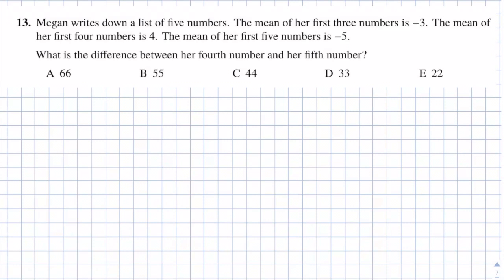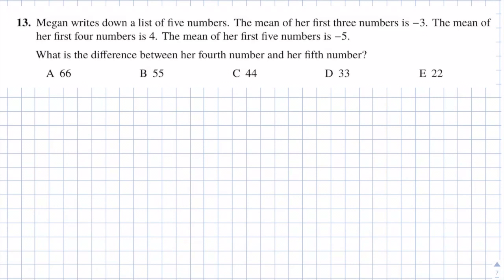Question 13. The mean of her first 3 numbers is minus 3. The mean of her first 4 numbers is 4. The mean of her first 5 numbers is minus 5. What is the difference between her 4th number and her 5th number? We've got answers as A is 66, B is 55, C is 44, D is 33, or E is 22.